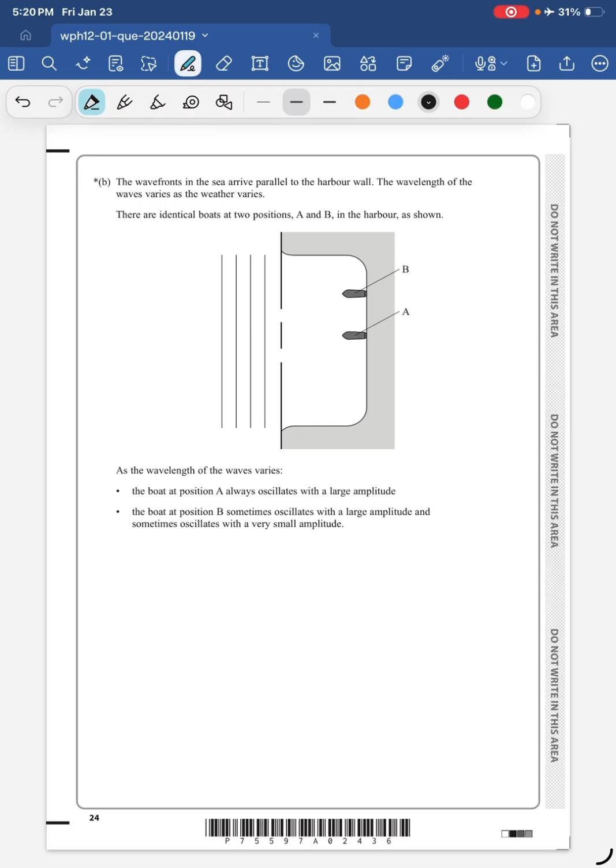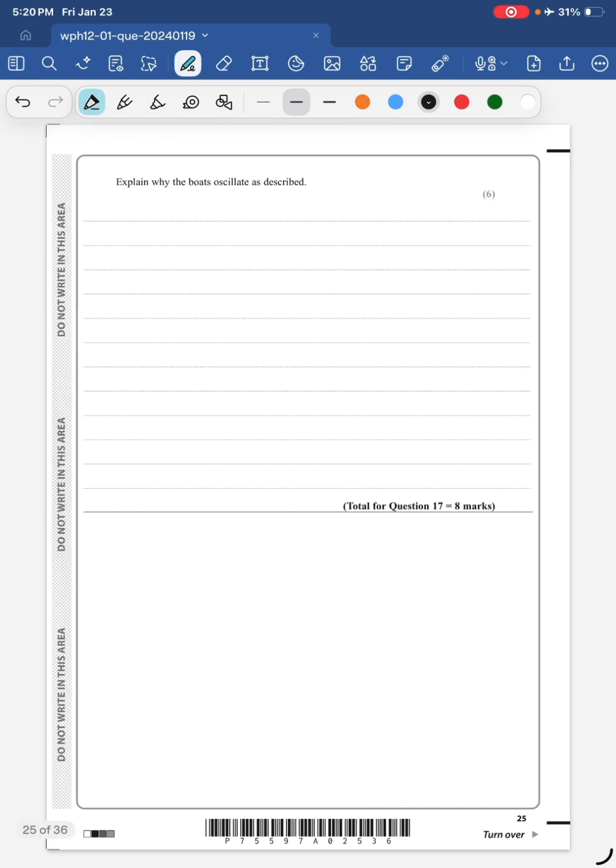Wait, let me read it again. The boat at position B sometimes oscillates with a large amplitude and sometimes oscillates with a very small amplitude. Okay, what's the question? Explain why the boats oscillate as described. Okay, so first of all, the waves diffract at the gaps.